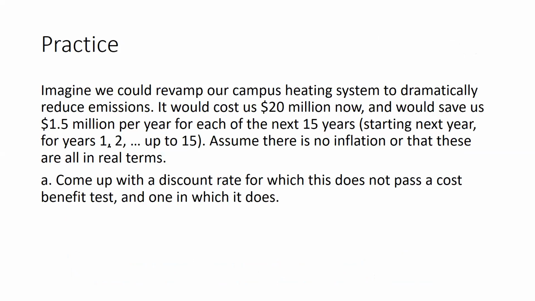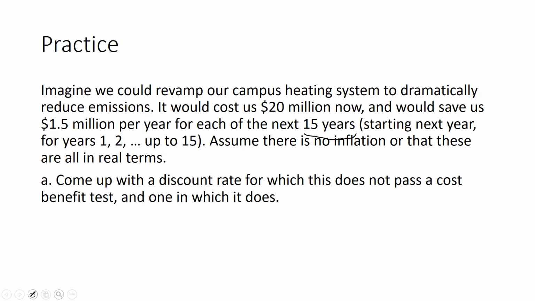So imagine we can revamp our Sweetbriar campus heating system in such a way that dramatically reduces emissions. Such a project would cost $20 million right now. But because we're reducing emissions, it's going to save us $1.5 million a year for 15 years. Starting next year, we can call that year one. We'll pay $20 million right now in year 0.